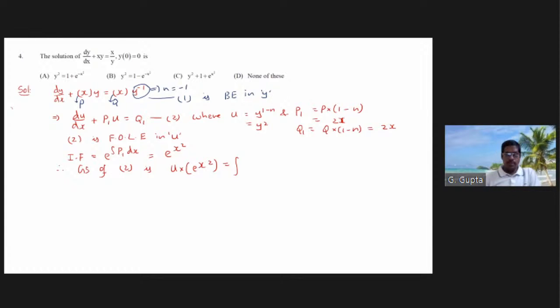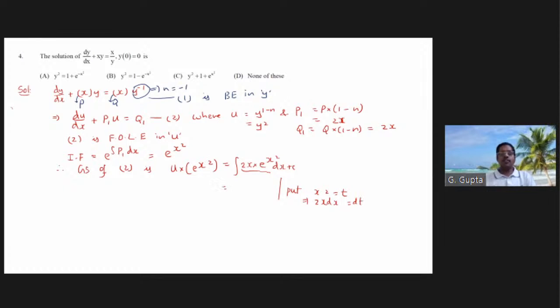Is equal to 2x times e to the power x square dx plus c. So how do you integrate this one? By substitution method. Put x square is equal to some t, differentiate both sides, 2x dx is equal to dt.